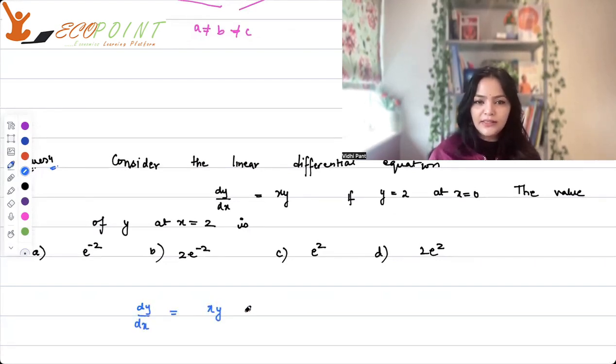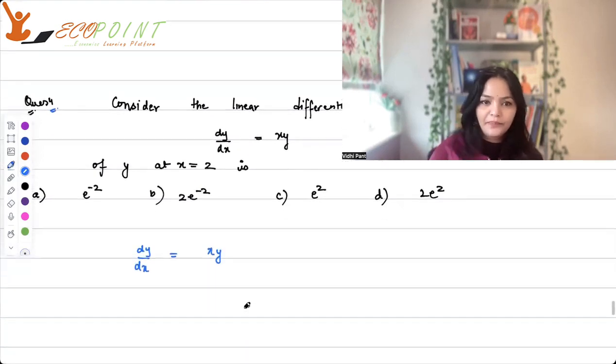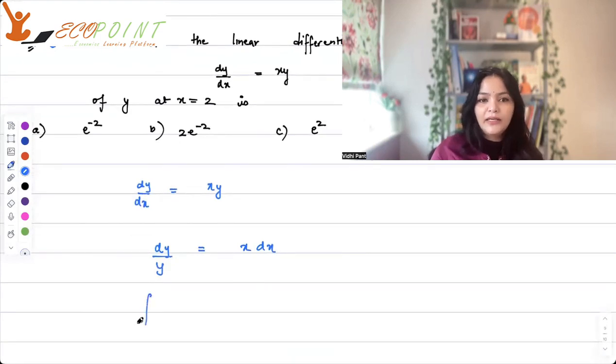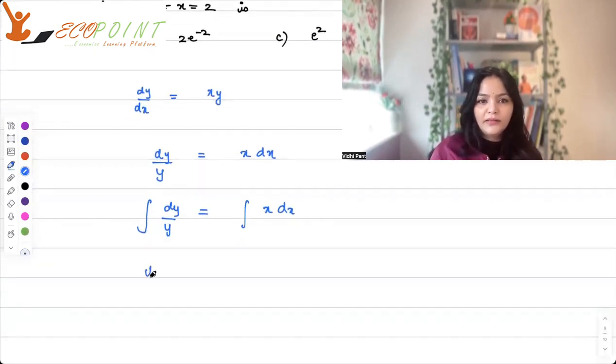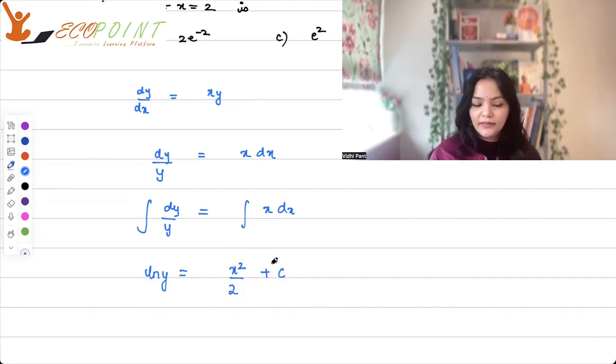So this clearly is a case where I can separate x and y and work it out. So I get dy by y is equal to x dx. So what we can do is now we will integrate on both the sides. You get integral dy by y equals to integral x dx. So this gives me log y, natural log y. I can take that as x square by 2 plus c. I'm taking the constant here plus c.